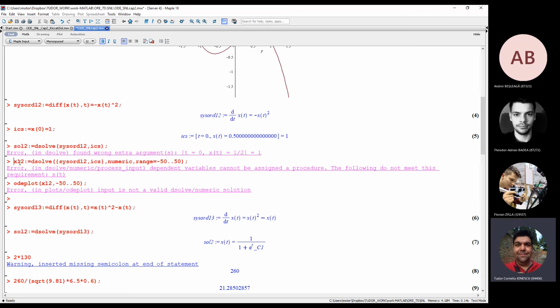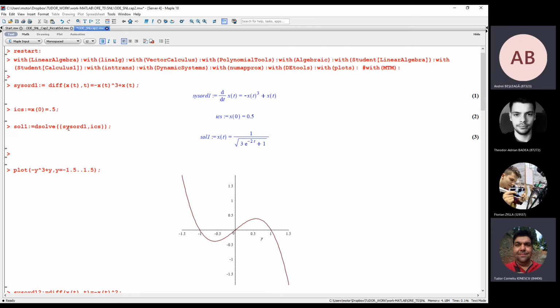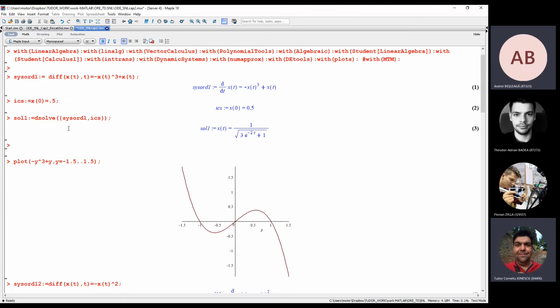I don't know what's actually wrong here. Cannot solve this. So initial conditions, okay. No, there's something wrong. You need braces. What? Inside. Braces.